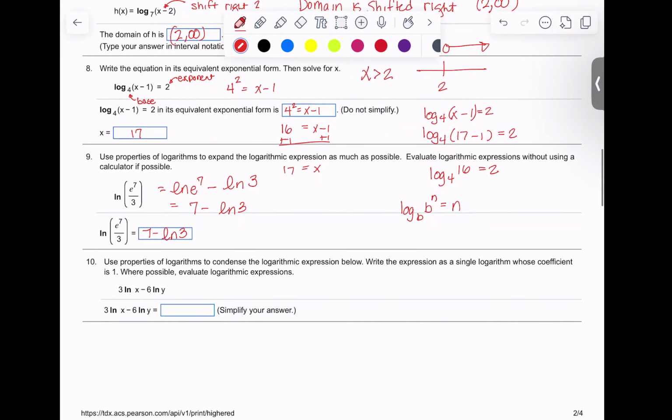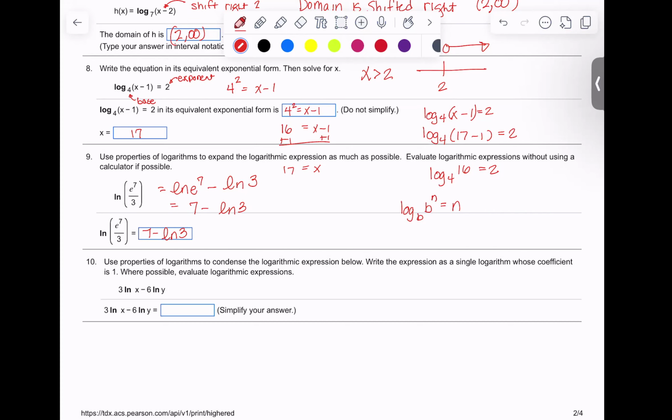All right, now the next one, we're going to do the opposite of expanding. We're going to compress it. Use the properties of logarithms to condense the logarithmic expression below. Write the expression as a single logarithm whose coefficient is 1. Where possible, evaluate logarithmic expressions. Okay, so we're going to use 2 rules. We have constants outside the logarithm, so we're going to use the power rule to take those factors into the logarithm as an exponent, and then we have a difference, and we can condense the difference of 2 logarithms into a single logarithm of a quotient.